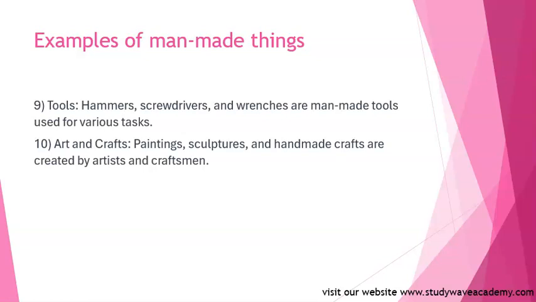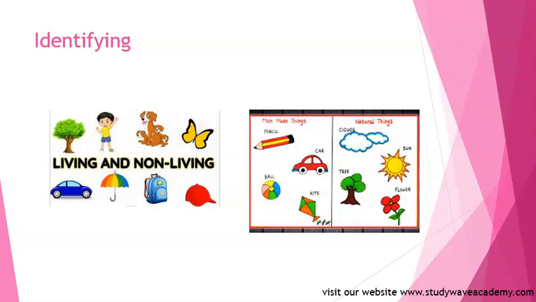Natural things are found in nature and not made by humans, right? Like rocks, all the things we mentioned. And man-made things are created by humans, such as buildings, cars, all what we mentioned, right? Good. So now let's identify living things and non-living things. I'm sure you are going to be able to identify living things here and non-living things, and also identify man-made things and natural things. It's going to be easy, right?